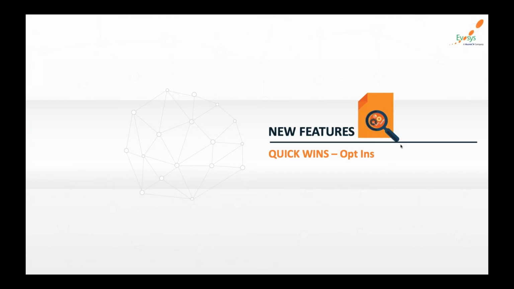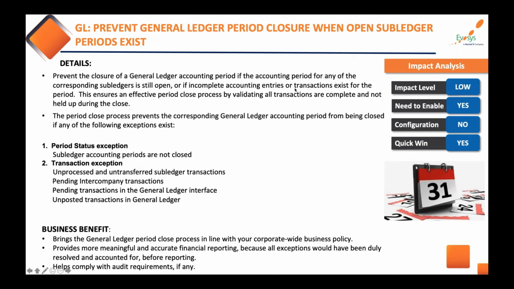Let's see the next quick win feature, which is just a kind of enable it. There was a bit of an annoying behavior previously where you were able to close the GL even if there were some exceptions lying in your sub modules or subledgers. But now that validation is coming in: if there are any exceptions lying in your sub modules, you will not be able to close your GL period. So it will automatically trigger your period status exceptions.